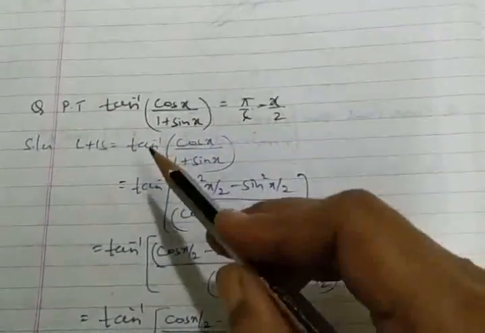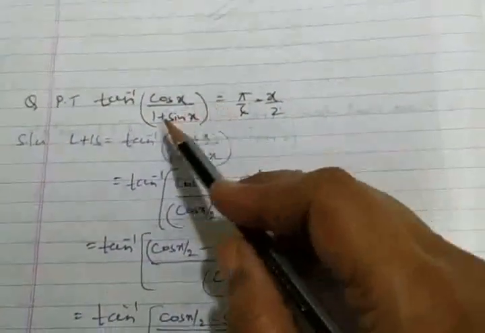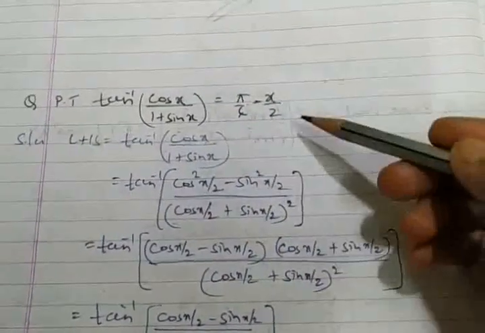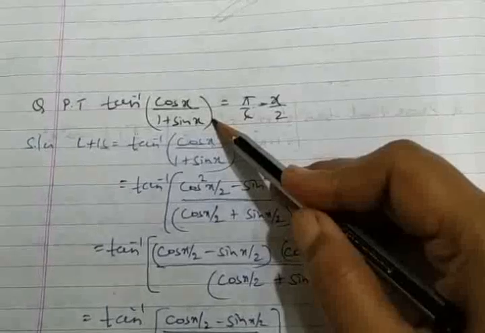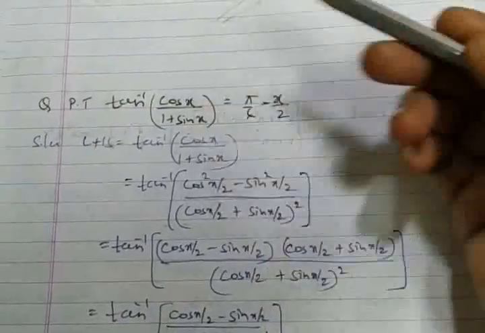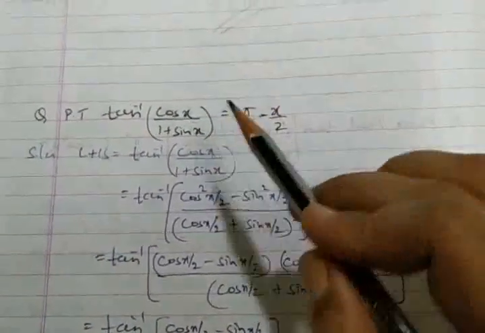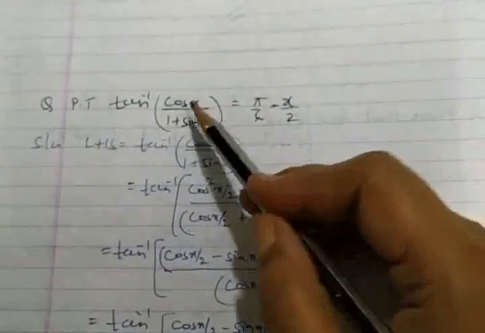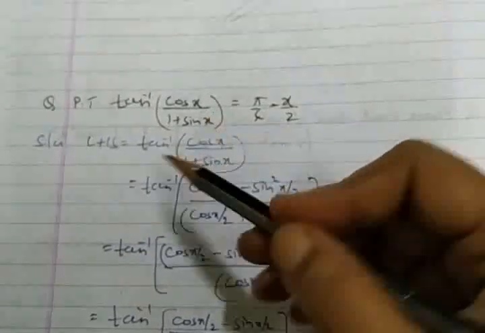The next question here: prove that tan inverse of cos x upon 1 plus sin x is equal to pi by 4 minus x by 2. Repeatedly we find this question also in our differentiation. The difference between this question and the previous question is that here we are not saying any substitution. There is no need to say put. Already terms have been substituted here. So no as such put here.